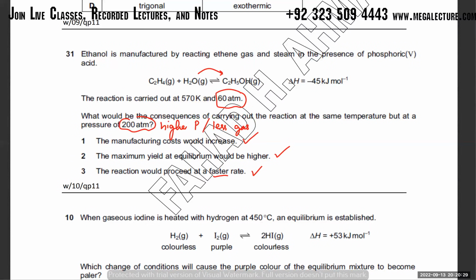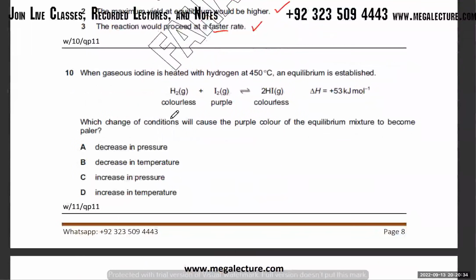Okay, let's do just one more and then move on to other questions. Which change of conditions will cause the purple color of the equilibrium mixture to become paler? Paler means where does he want the equilibrium to shift, forward or backward? Forward. Okay, he wants to make it colorless, paler. So he's saying decrease pressure. Will pressure have any effect? Decrease pressure, increase? It's not going to have any effect because both sides have equal gas moles, right?